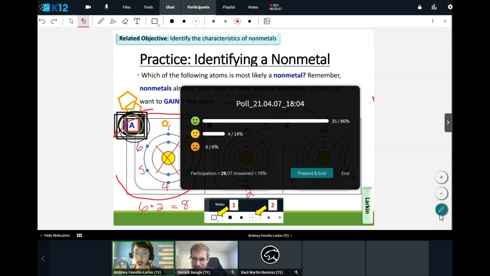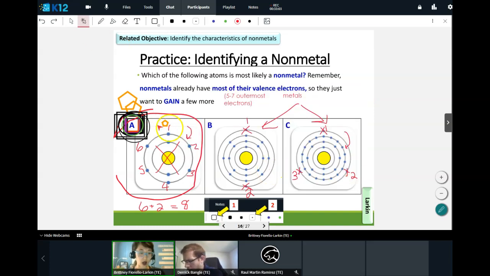All right, looks like most of us are pretty confident. If you're not yet confident, again, we're just looking at the outermost shell. The outermost shell tells us if it's a nonmetal or a metal. The more electrons it has, the more likely it is to be a nonmetal, because nonmetals have most of their valence electrons. They just need a few more. That is the definition of a nonmetal.